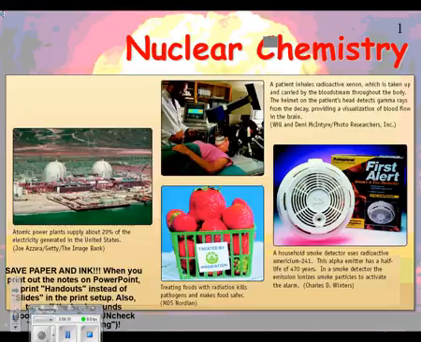We also use nuclear chemistry in medicine, either to find out broken bones or to actually treat cancer. We also irradiate food so that it will make it from one end of the country to the other end of the country without molding and going bad. We also use it in fire detectors.